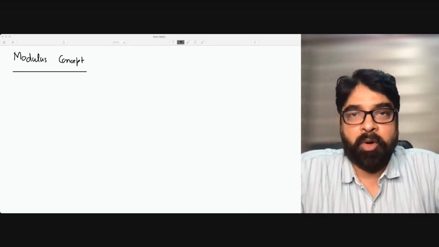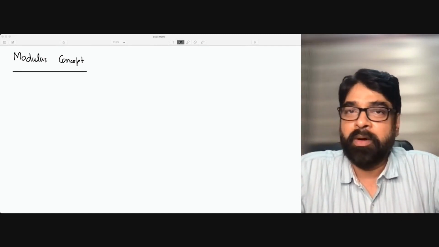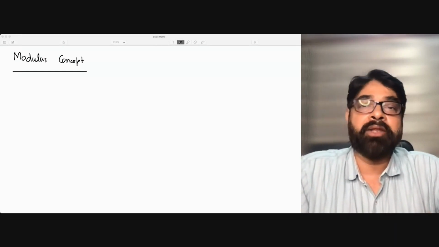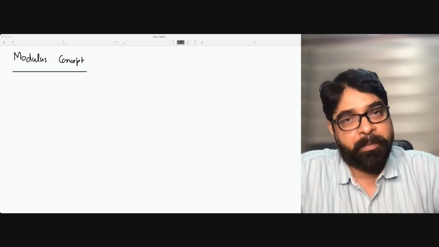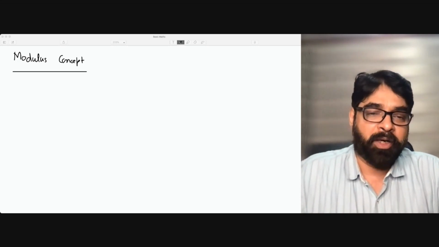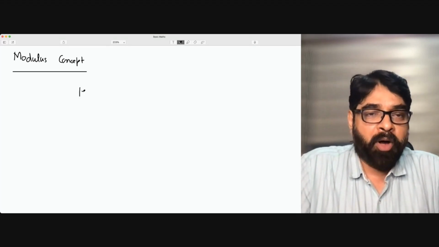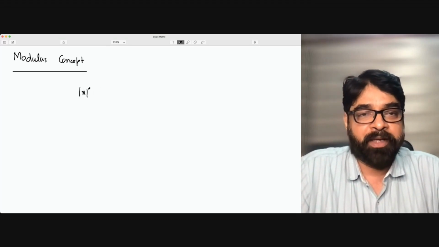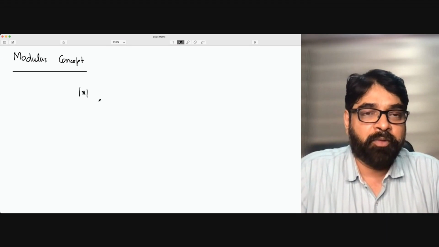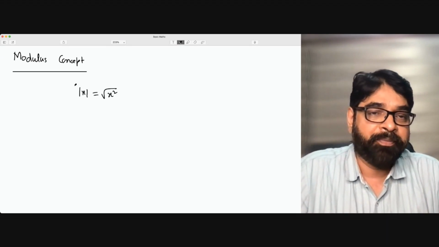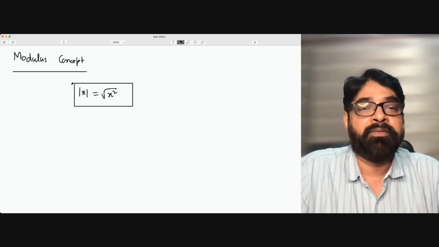Let's understand what the modulus things are. Very quickly, I will not go very far. Mod of x means the absolute value of x, or you can say length of x, or magnitude of x. Whatever name you want to give, you can give. The name is not a problem. So mod x is the absolute value of x. But what is the exact value of this mod x? Mod x is nothing but root of x square.